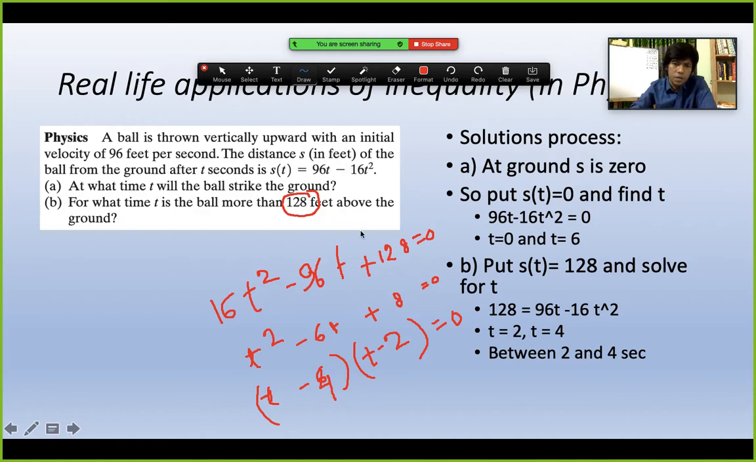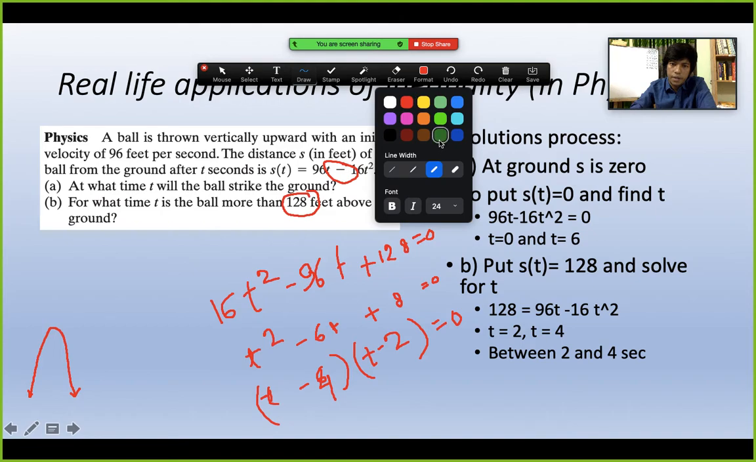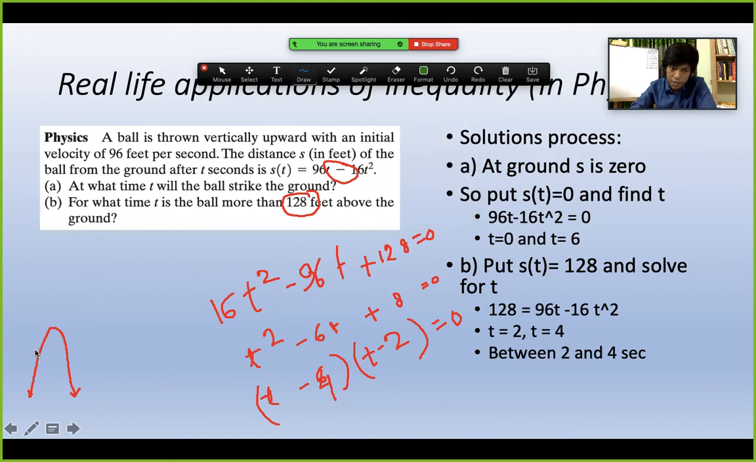Do you know what it means? First of all, look at this. This is a negative parabola, right? Negative means an open down parabola. That means the ball is going something like this. So 128 feet means some height here. Suppose maybe here it is 128, the same height. So along this entire path, the ball is above this 128.